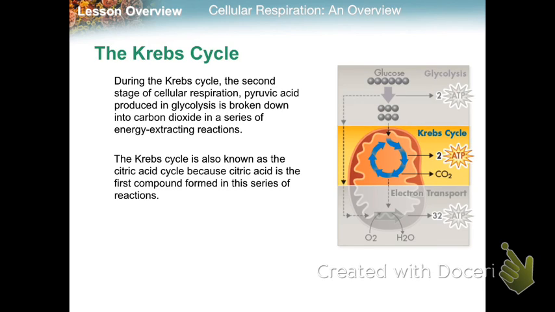So let's take a look in a little bit greater detail at the Krebs cycle. This is also known as the citric acid cycle. Remember that the pyruvic acid that was produced in glycolysis moves on to the Krebs cycle, and it's broken down into carbon dioxide. Here's where carbon dioxide is produced. So if you think back to photosynthesis, the Calvin cycle uses carbon dioxide. In cellular respiration, the Krebs cycle produces carbon dioxide.